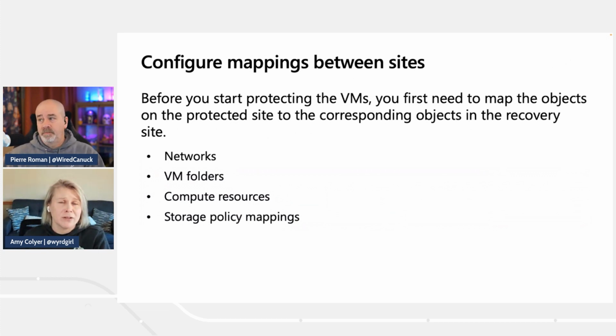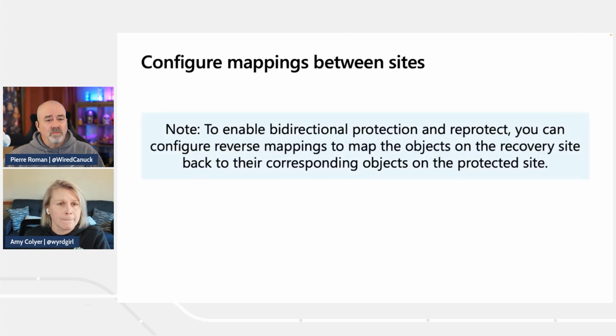And now that you have that pairing created, you can create mappings between the sites. So you'll map your networks, your prod network to your failover network, your folders, compute resources, and storage policy mappings. But we can go over showing how to map some of that for you. Also, to enable bi-directional protection, you need to create reverse mappings, and we won't show that in the video, but we'll show some of the mappings that you need to do to at least get started for failing over.